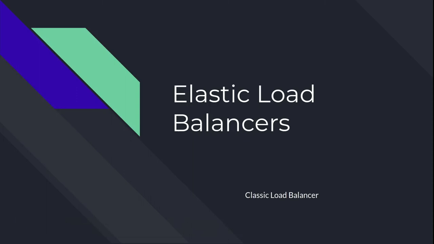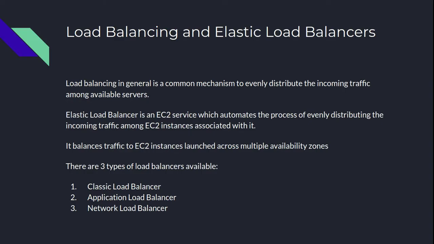In this video we are going to see how to configure elastic load balancer in AWS, more specifically the classic load balancer. So what is load balancing? Load balancing in general is a common mechanism to evenly distribute the incoming traffic among available servers. And elastic load balancer is an EC2 service which automates this process of evenly distributing the incoming traffic among the EC2 instances associated with it.